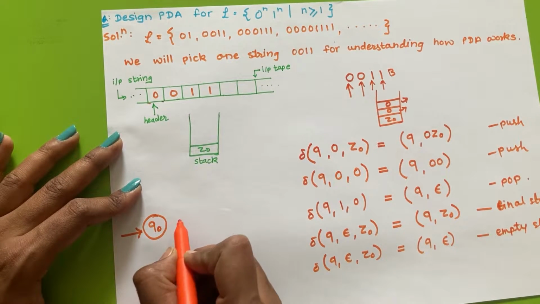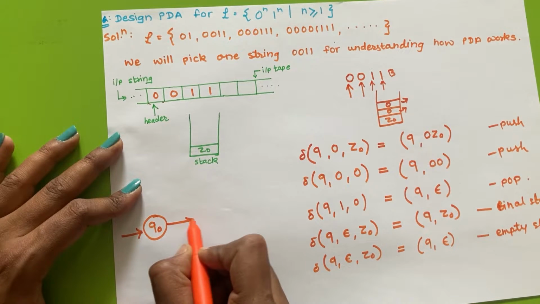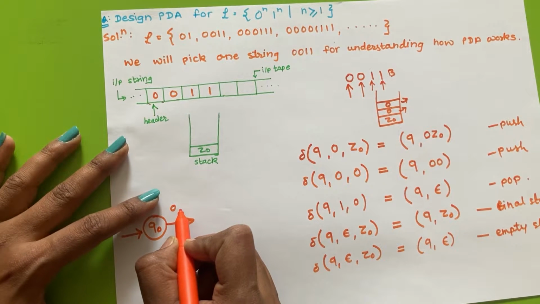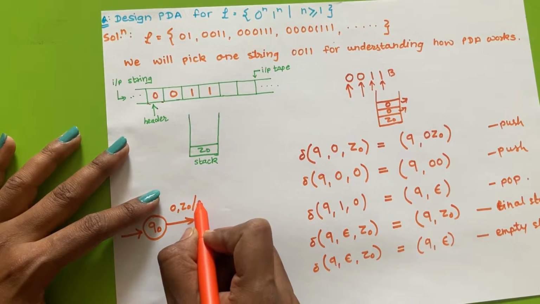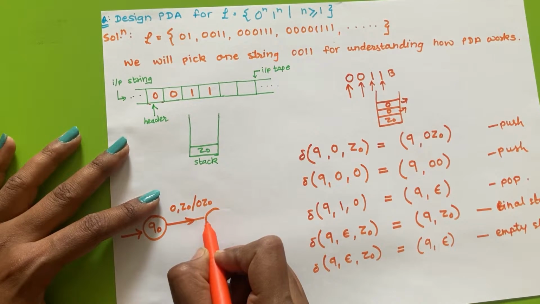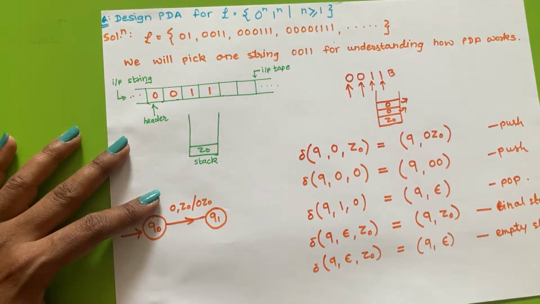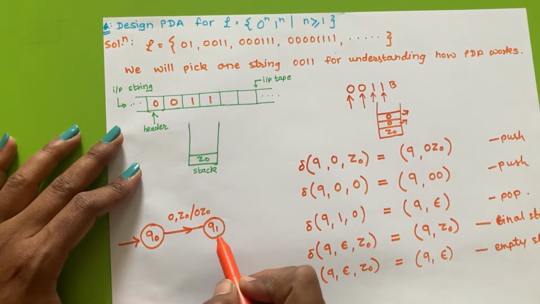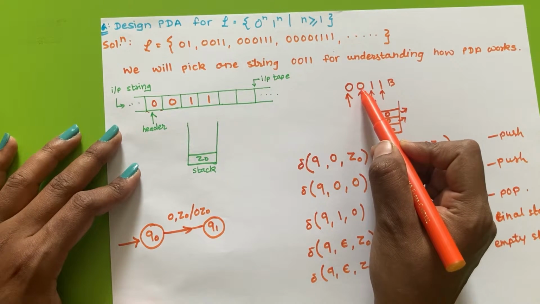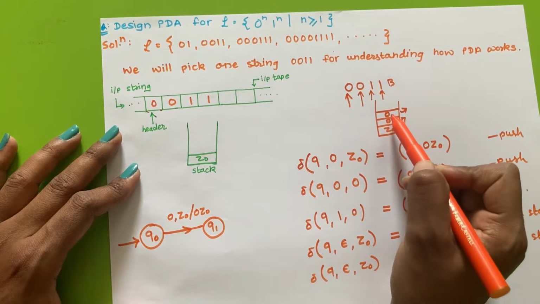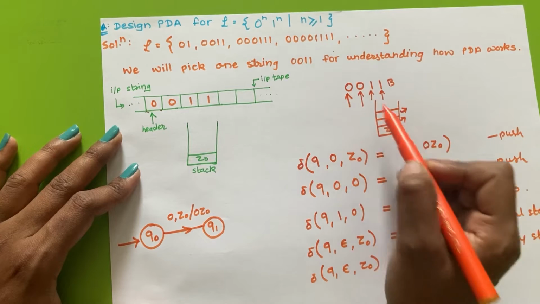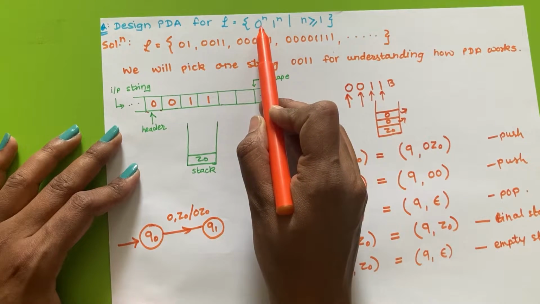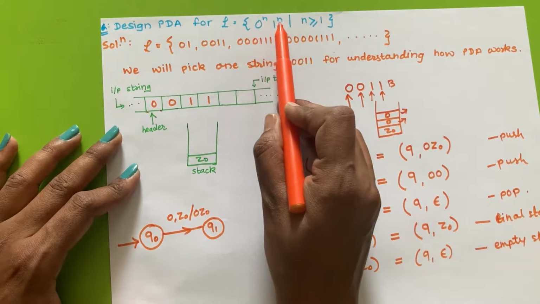The first transition is that we are taking input symbol 0. If we are reading 0 as input and the top of stack is Z0, then the output will be 0 Z0, and we are moving to state Q1. Now we are in state Q1. Again the situation is that we are reading 0 as input and the top of stack is now 0. So we have to perform the push operation again, and we have to accept all such strings that come under the language 0 raised to n, 1 raised to n.